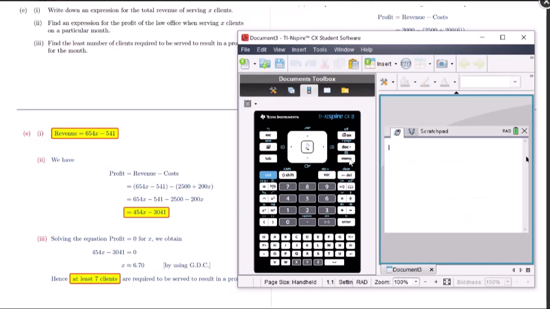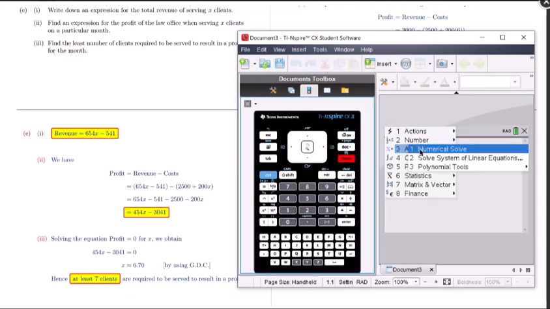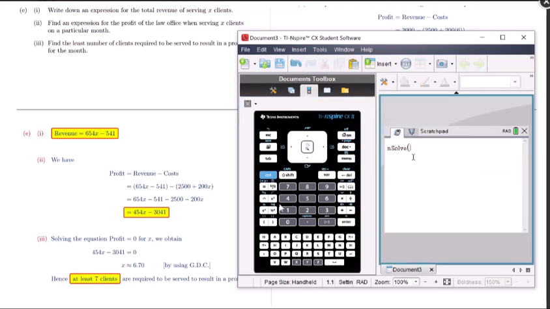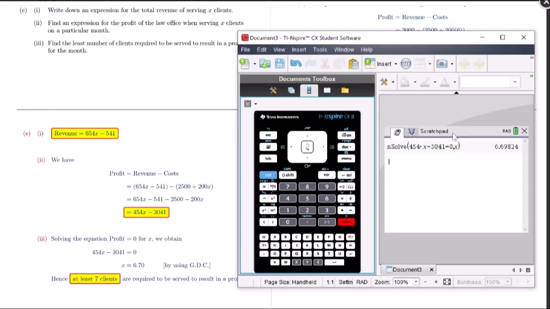Okay, so menu, algebra, numerical solve. It'll be 454x subtract 3041 equals 0. And then I do comma x, telling my calculator I want to solve this for x. And I get 6.69, or 6.70 actually, rounded to 3 significant figures.